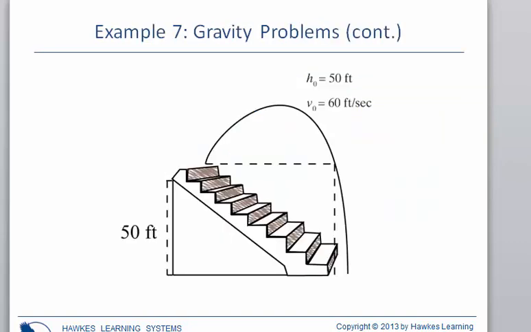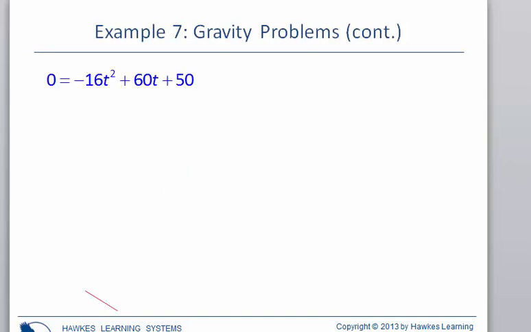So this is just a picture of what's happening. We can see that he's at the top of the stairs. He's throwing the ball from that height of 50 feet. And we want to know what happens when it reaches the bottom and the height is 0. We have our formula that we're going to work at solving.